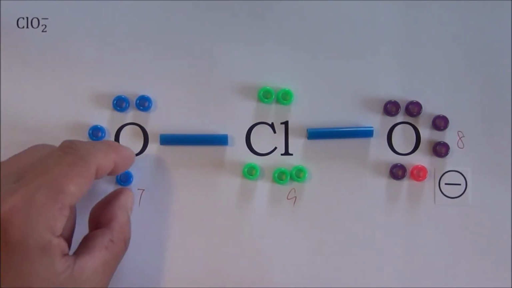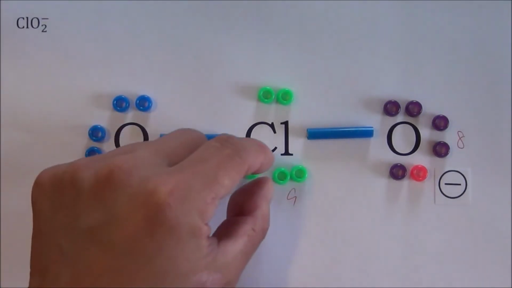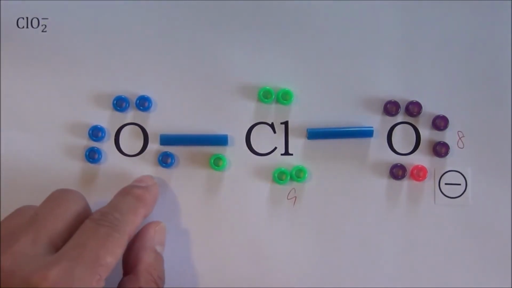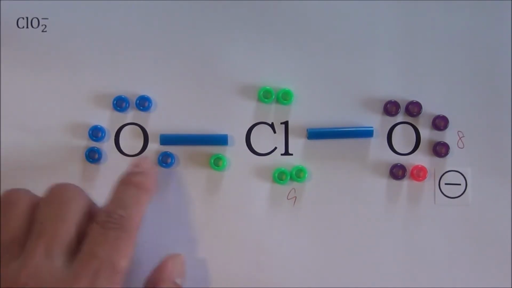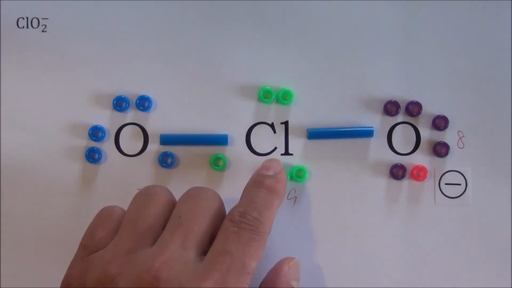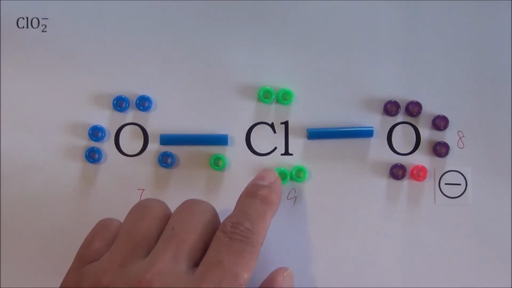One way is to share. To share means we will create another shared pair by each atom contributing an electron. To share will increase the number of octet electrons for both atoms by 1. To share does not create any formal charges.